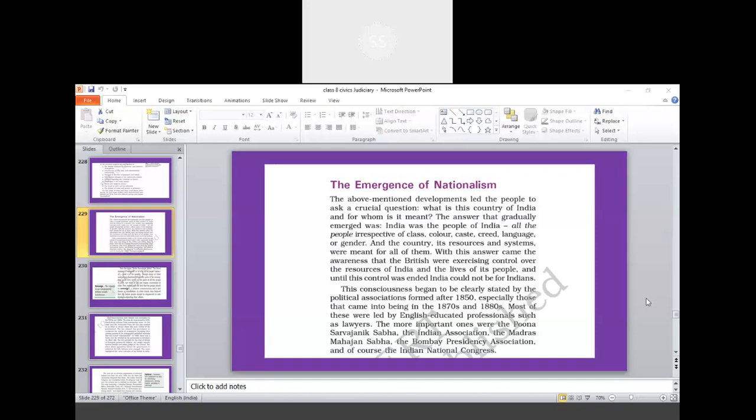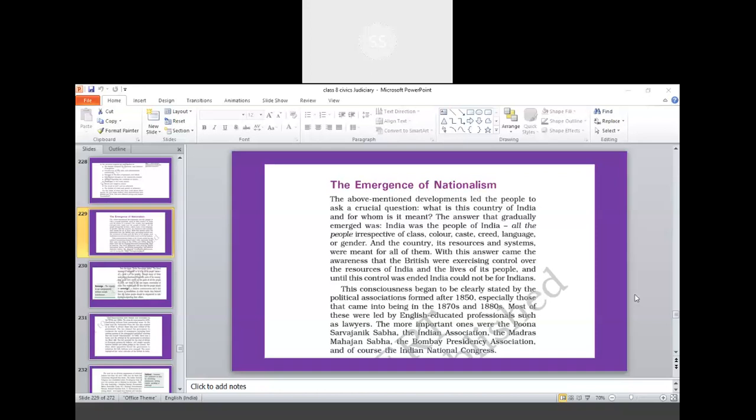nationalism emerged in India only after the revolt of 1857. So the concept or the idea of nationalism emerged in India after 1857. Any doubt? No, sir.